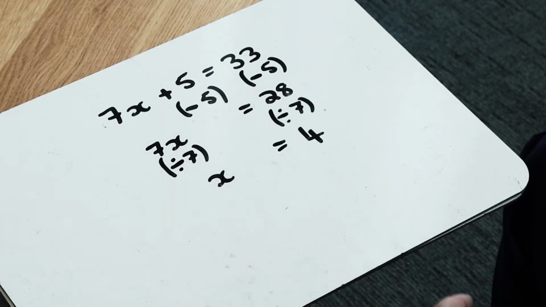And the great news here is that 7x divided by 7 allows me to get 1x, or x on its own. So the 7's effectively cancel. So I've now got x is equal to, or 28 divided by 7 is equal to 4.